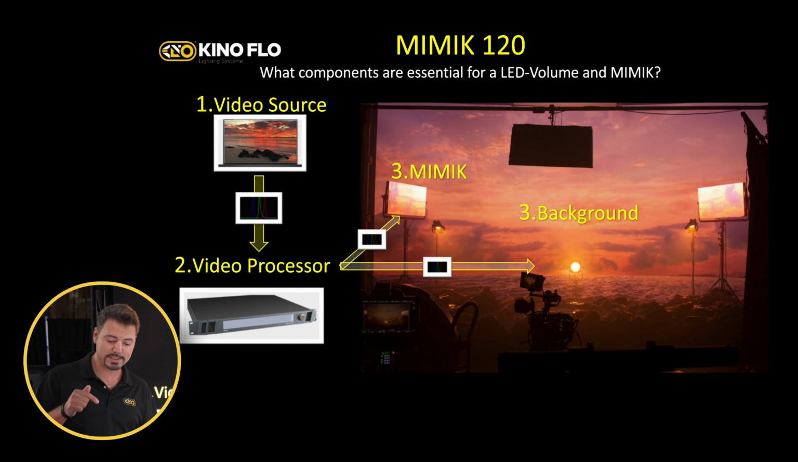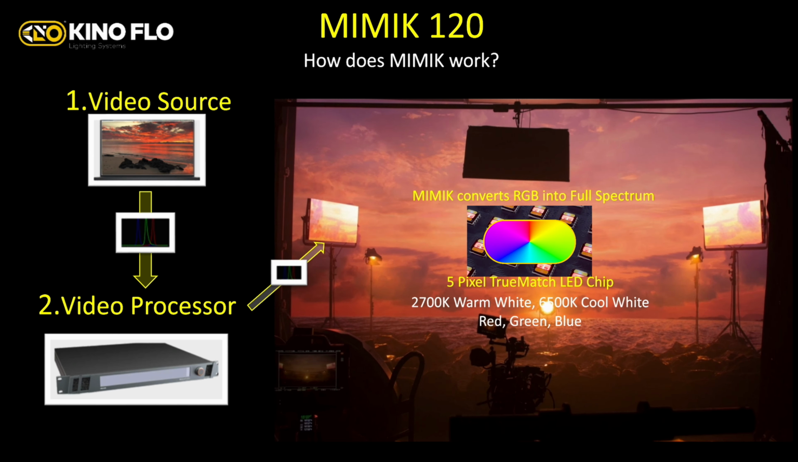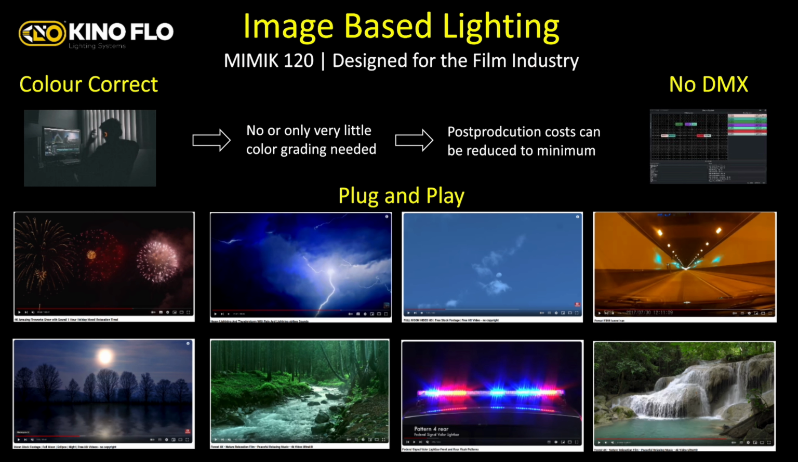Now, the MIMIK taps directly into the same video signal as the background wall. Therefore, the MIMIK by itself is already fully synchronized with the background, meaning all the reflections and shadows match. But the real trick is that the MIMIK converts that RGB video signal into a full spectrum signal, meaning we are adding a full spectrum warm white and full spectrum cool white LED. So all your skin tones and general color reproduction is now on point, it really matches. Since the MIMIK already color corrected and added the spectrum, also color grading and post-production can be reduced to a minimum. And all that is really just plug and play, which I will show you in a minute.